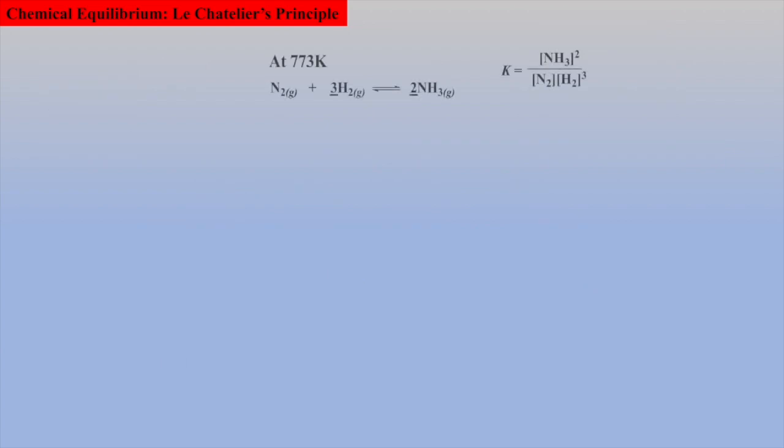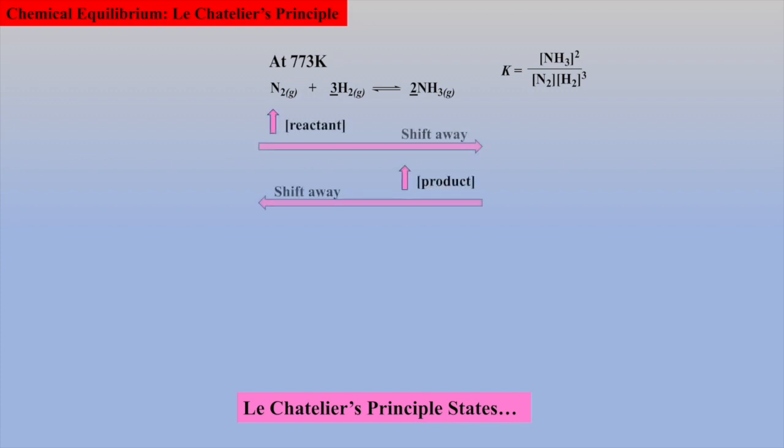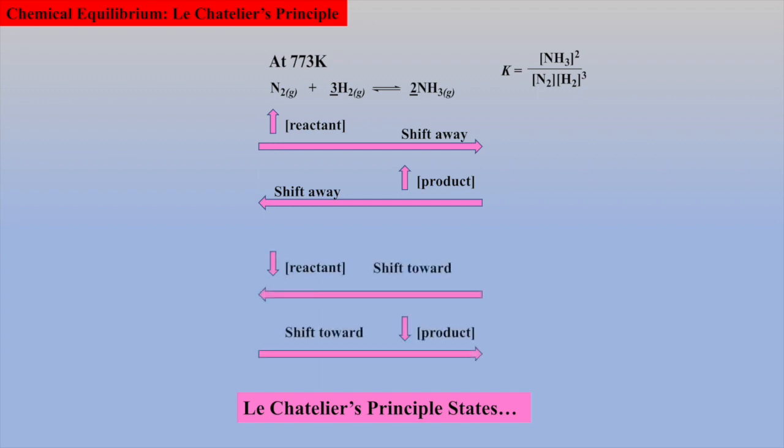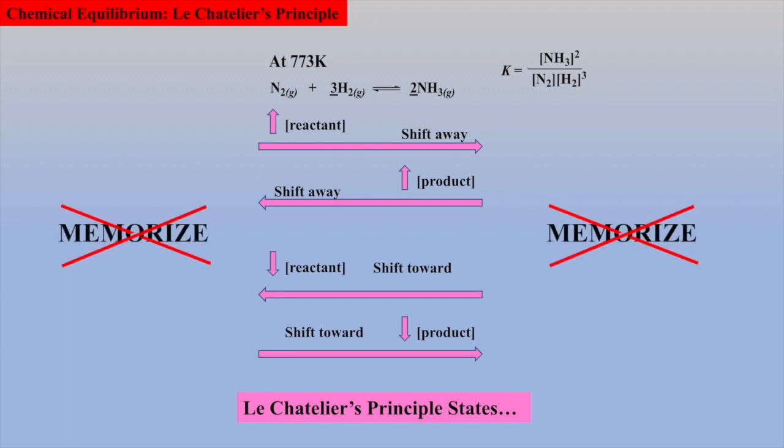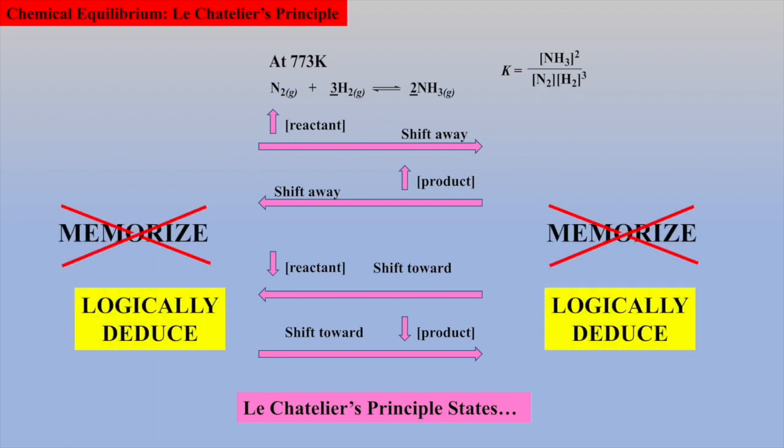So let's first consider changes in concentrations to predict shift by examining an equilibrium we are already comfortable with, the Haber reaction. Le Chatelier's principle states, if you add more of a reactant or more of a product, the shift will be away from the addition, or if you remove reactant or remove product, the shift will be toward the removal. But we don't want to simply memorize these shifts, so let's deduce these shifts.